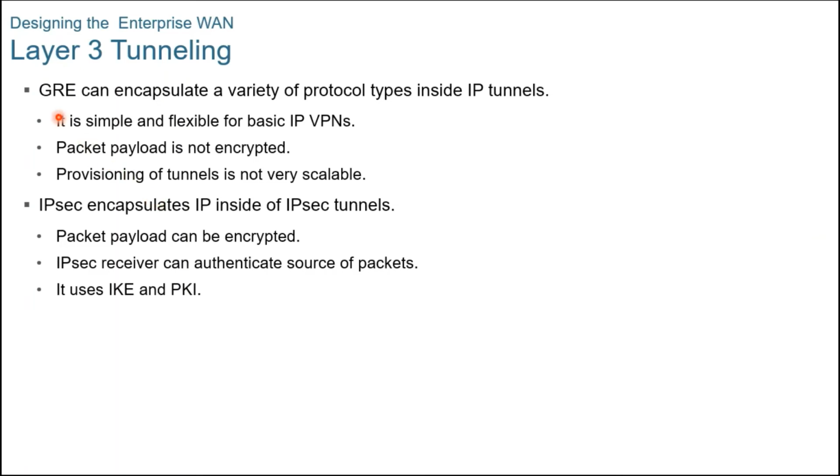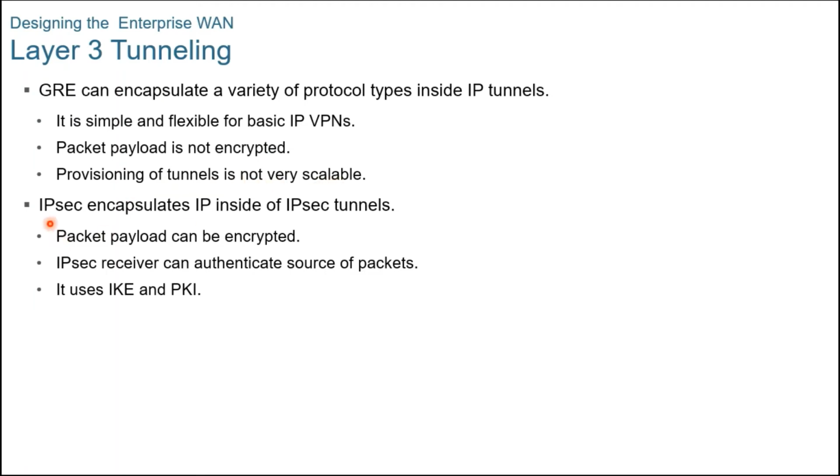First is the use of GRE. GRE is a protocol developed by Cisco that encapsulates a wide variety of packet types inside IP tunnels. GRE is designed for generic tunneling of protocols. In Cisco IOS, GRE tunnels IP over IP, which can be useful when building a small-scale IP VPN network that does not require substantial security. So it is simple and flexible for basic IP VPNs. Packet payload is not encrypted. This is a non-secure VPN protocol, and provisioning of tunnels is not very scalable.